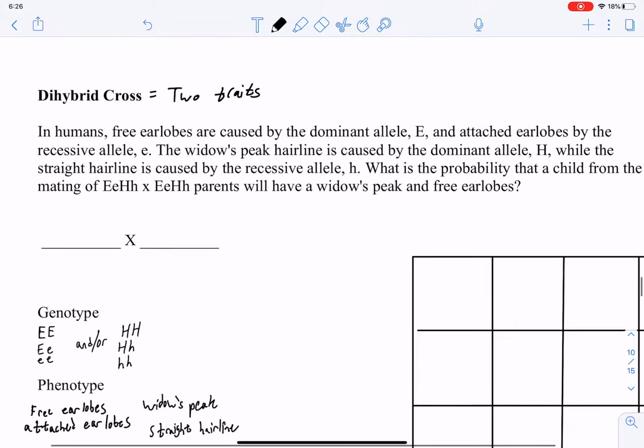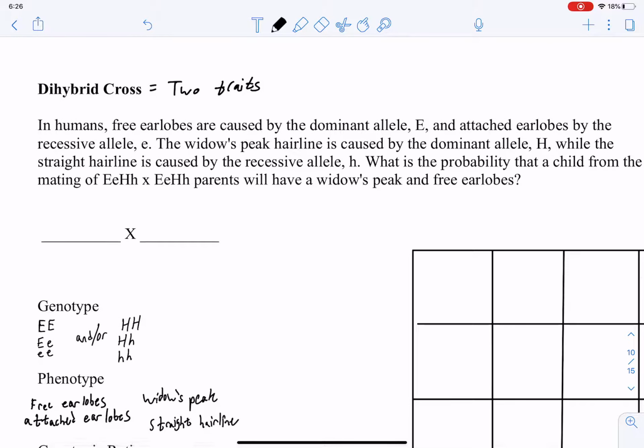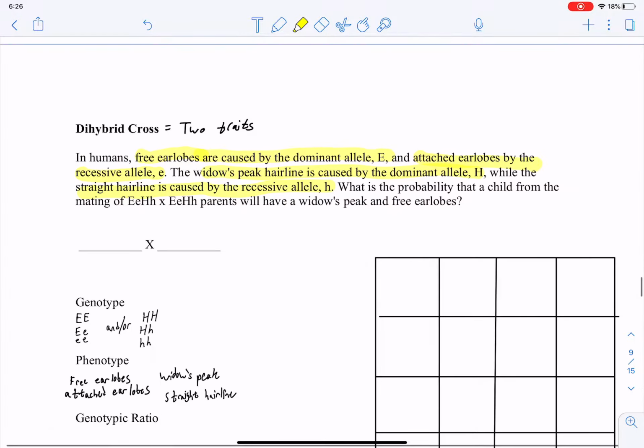And in this word problem, we have humans. We have free earlobes that are caused by the dominant allele. So I'll just go ahead and start highlighting anything I think is going to be useful, big E, and attached earlobes by the recessive allele, little e. And then widow's peak is dominant, big H, to straight hairline, which is little h. And then what is the probability that a child from the mating of this guy, big E, little e, big H, little h, and the same thing, parents will have a widow's peak and free earlobes.